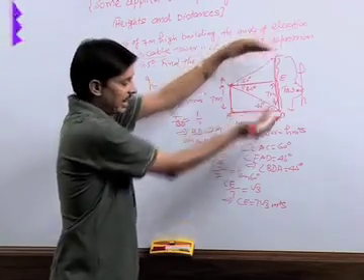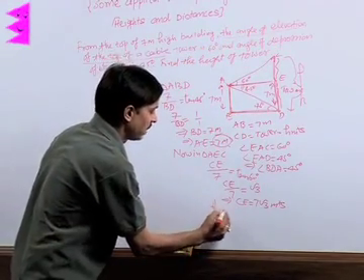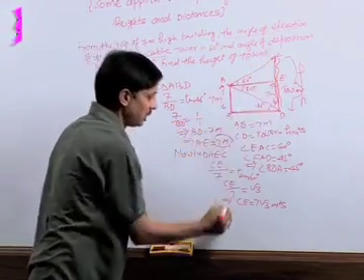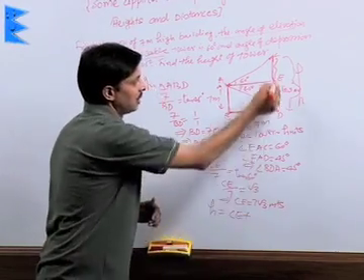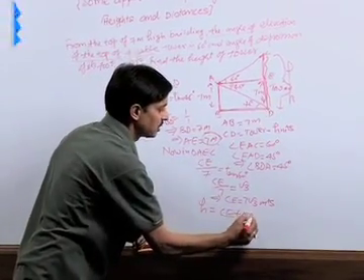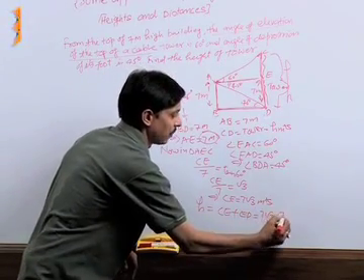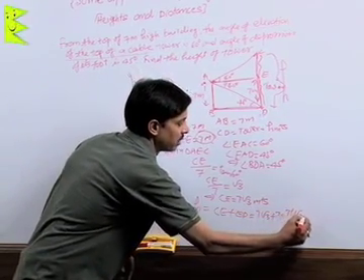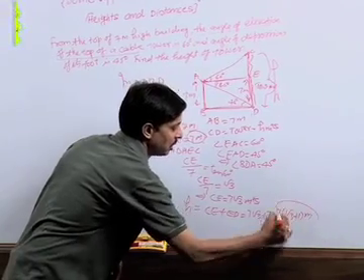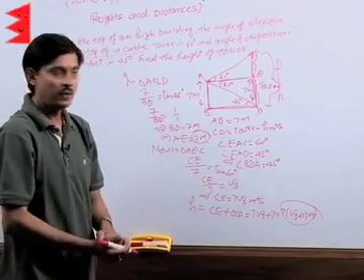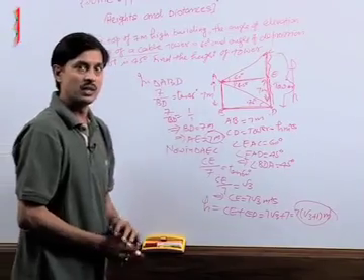So total height H can be written as CE plus ED. That gives us 7 root 3 plus 7. 7 is common, that is 7 times root 3 plus 1 meter. This is the total height of tower as per the given situation.